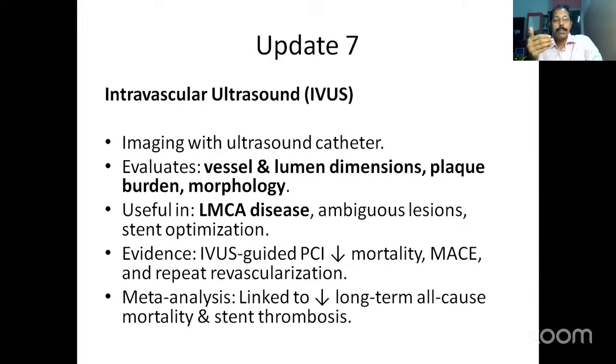There has been evidence showing that IVUS-guided PCI reduces mortality and repeat revascularization. Sometimes the patient getting angioplasty may present with restenosis within a year or within 2 years because of improper placement of the stent according to the lesion. By using IVUS during angiography, it avoids a repeat revascularization. And many meta-analysis studies have also shown the superiority of IVUS.